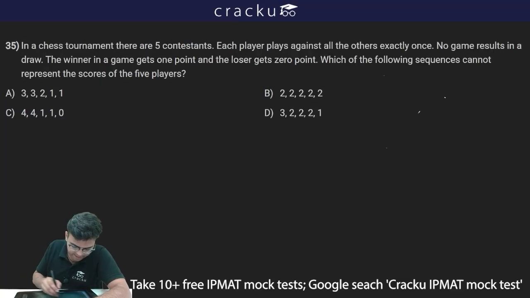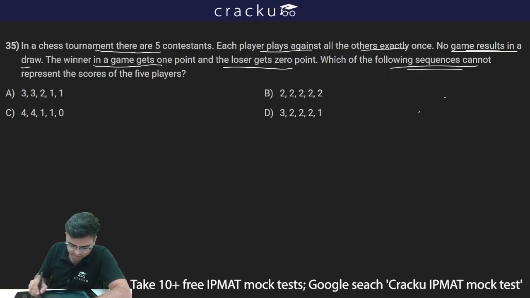The next question is saying, in a chess tournament there are 5 contestants. Each player plays against all the other exactly once. No games result in a draw, so there is no tie. The winner in a game gets 1 point and the loser gets 0 points. Which of the following sequences cannot represent the scores of the 5 players?